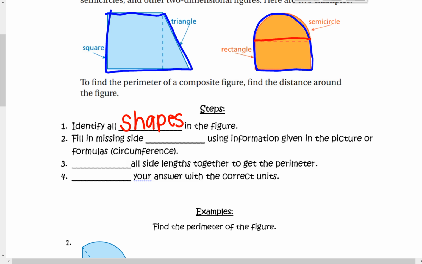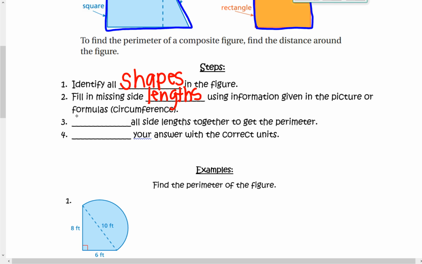So then once we identify all the shapes, we can fill in the missing side lengths using information given in the picture or formulas. So for circumference, we'd have to use a formula unless it is given in the picture. We are then going to add all side lengths together to get that outside perimeter. Last but not least, we do have to label our answer with the correct units that are given in the problem. So let's move on to some examples.